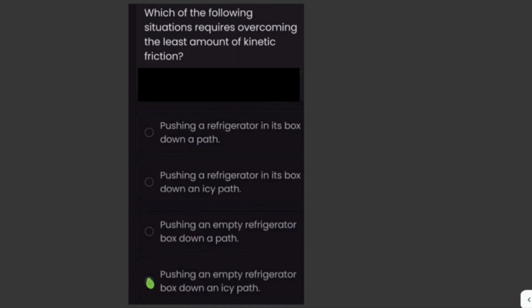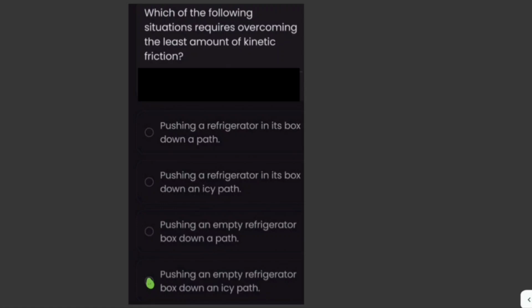Kinetic friction is the force that opposes the motion of two surfaces that are sliding against each other. The amount of kinetic friction depends on the materials of the two surfaces and the force pressing them together. Ice is a very smooth surface, so it has a low coefficient of friction. This means that there is less kinetic friction between an object and an icy surface than between an object and a rough surface. The weight of the object also affects the amount of kinetic friction. A heavier object has more force pressing it against the surface, so it will have more kinetic friction.